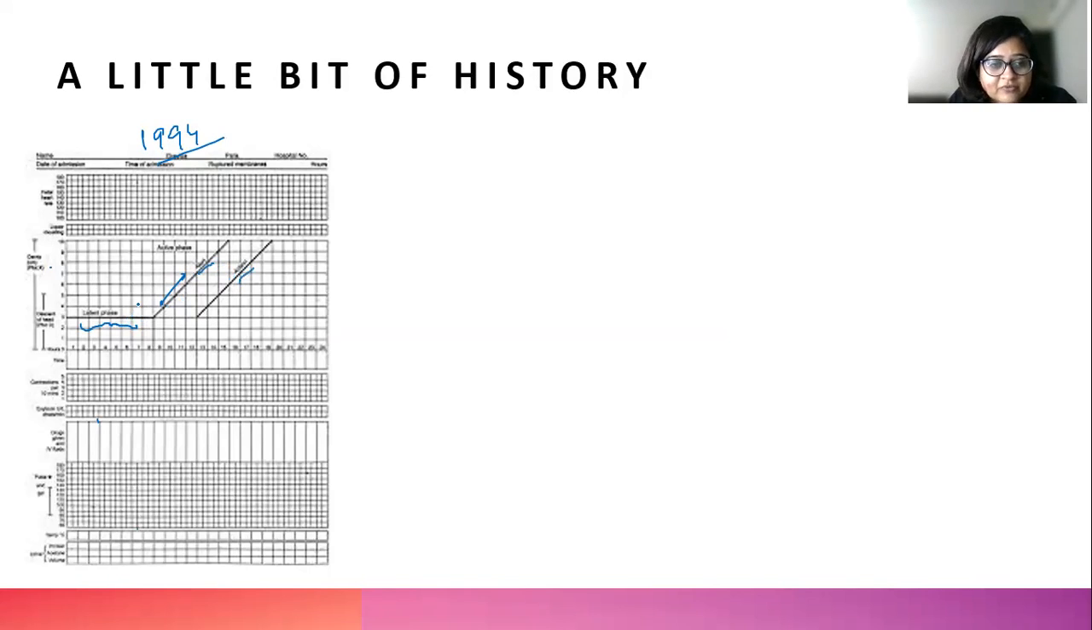Before this, just quickly, what is the first stage of labor? The first stage of labor is the onset of true labor pains to full dilatation of the cervix. And the first stage of labor is divided into a latent phase and an active phase.